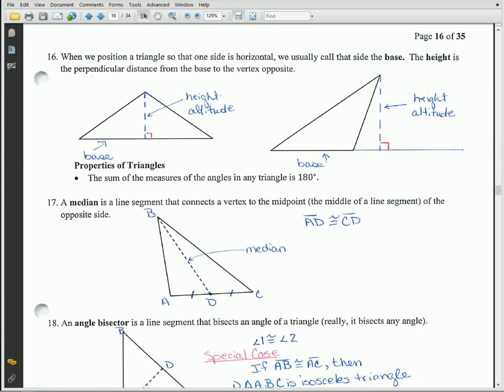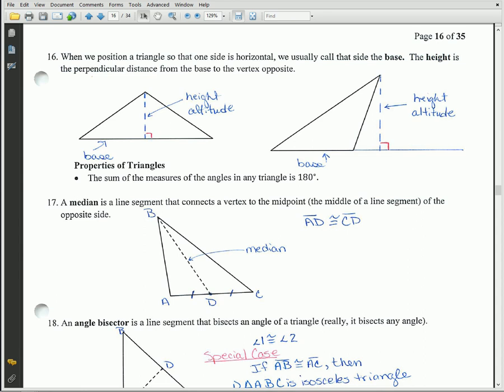Next, when we position a triangle so that one side is horizontal, we usually call that side the base. The height is the perpendicular distance from the base to the vertex opposite. If you notice in the first triangle, the height is inside the triangle. So I have a base and it's perpendicular up to the vertex opposite. And in the second triangle, that's an obtuse triangle, I think they're both obtuse, they're just different depending on where you put your base.